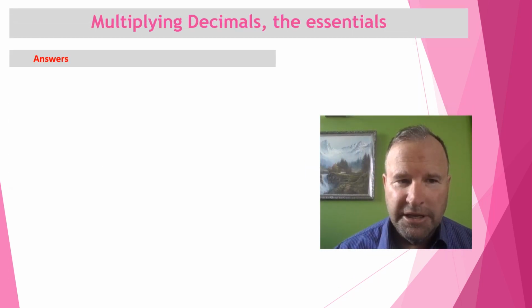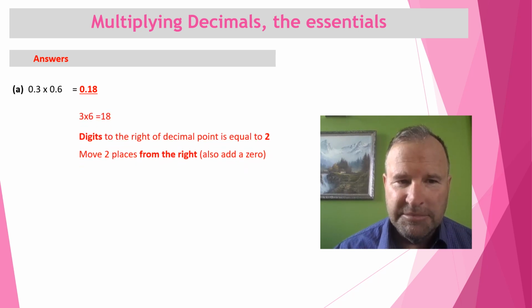Okay, next slide. Here are the answers in detail. So if you've got 0.18, well done. Here's the details here. 3 times 6, the first rule. Have a look how many decimal places there are. Move the decimal places from the right, add a 0, and you get your answer 0.18.